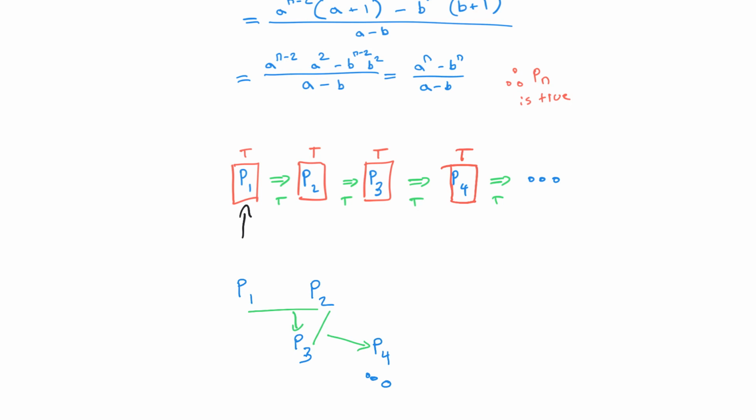So when we return to our base case, we needed to show that 1 and 2 were both true to get the ball started. Once that ball is rolling, then we know that P3 is true. Then it's true for 2 and 3, then it's true for 4, and so on and so on.